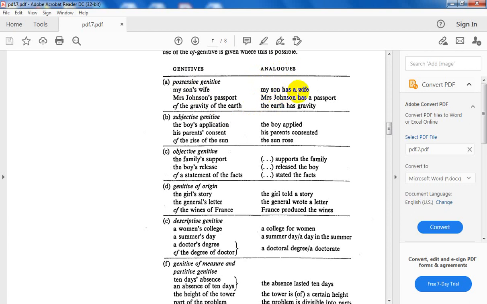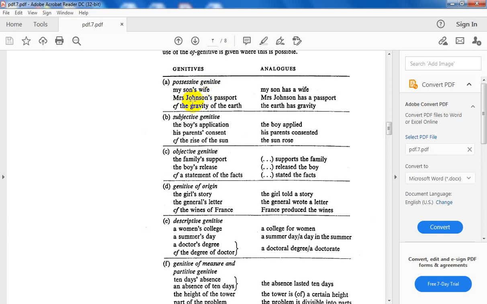My son has a wife. Mrs. Johnson's passport. Mrs. Johnson has a passport. Let us make a comparison, let us see these nouns. This is a noun. It's connected with this noun. If you look at son, it is animate, personal. Son again, it is animate, personal. Both of them are what? Persons. They are connected by the S genitive.